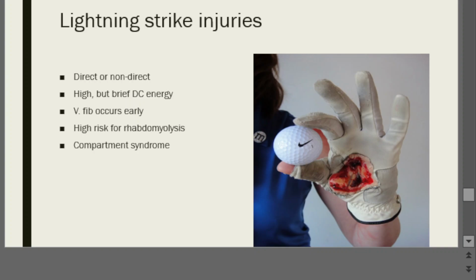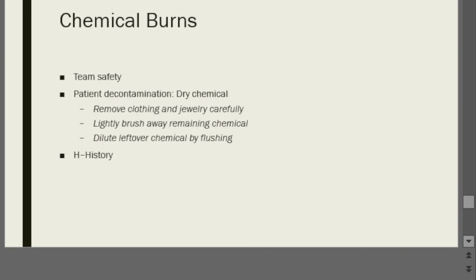These guys are also at high risk for rhabdomyolysis, so we need to constantly look at that urinary output for them. And they are at risk for compartment syndrome as well, so we need to be looking for those 6 Ps. Remember that?